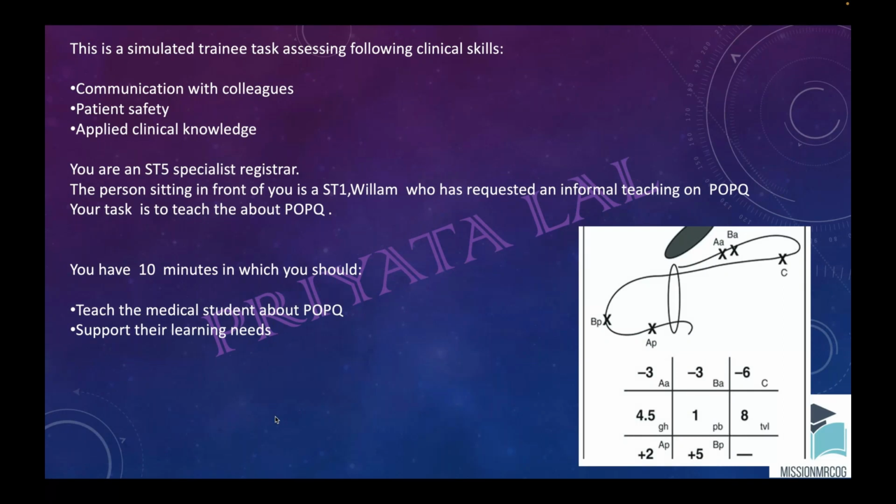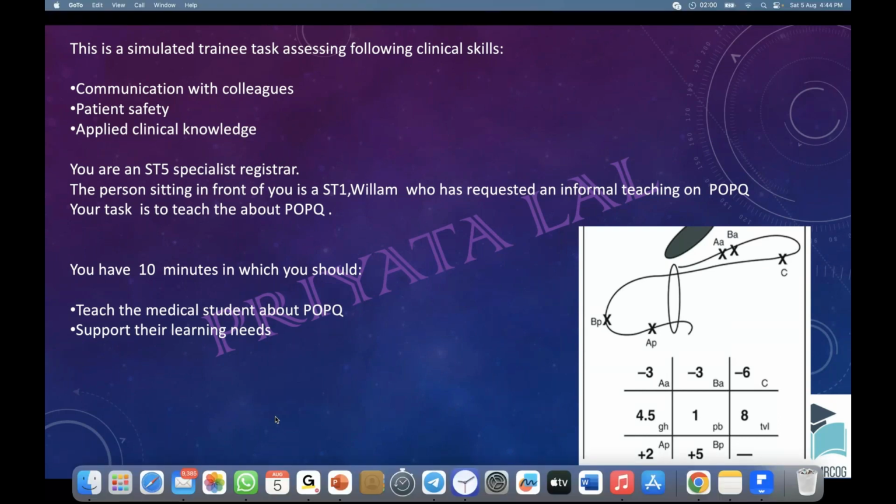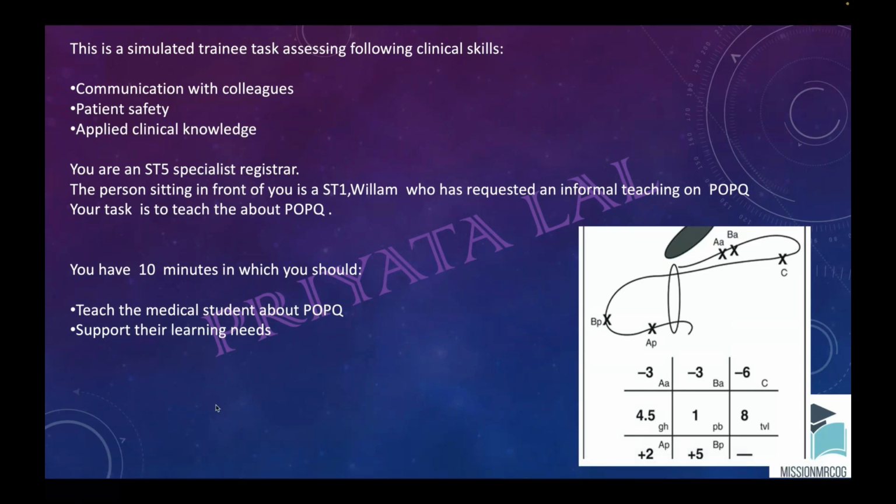It is a posterior wall prolapse. The vault, meaning the cervix, is in the normal position. Only the posterior vaginal wall is coming down, descending down. So this is a posterior vaginal wall prolapse. In other words, we call it a rectocele.